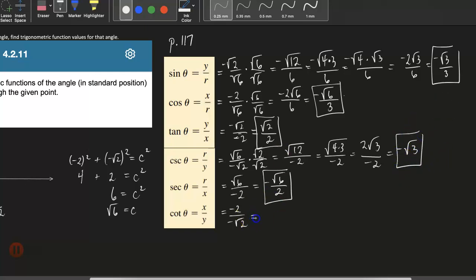This last part is kind of similar, so let me erase that equal sign. I'm going to speed this part up. And when I go through that rationalizing the denominator process and simplify the negative 2 divided by negative 2, I am left with square root of 2.